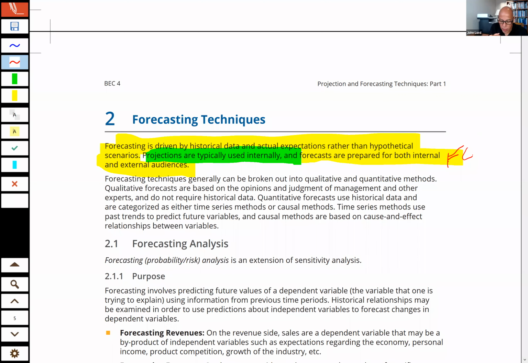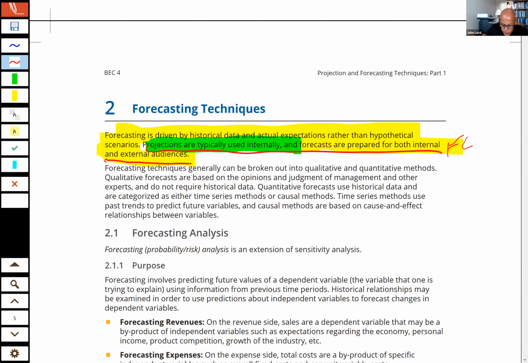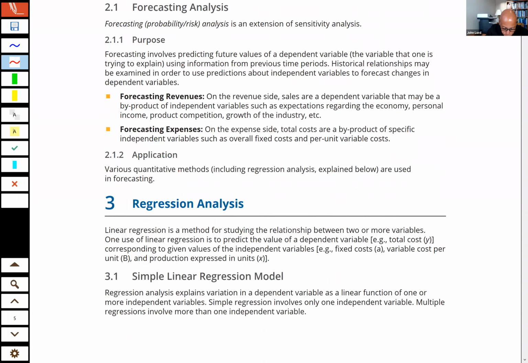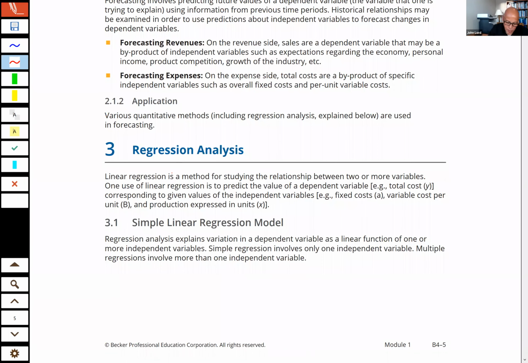Okay, so just go ahead and flashcard that projections are typically used internally. Forecasts are for internal and external audiences. You can just flashcard that. Okay, good. Now let's come down and look at something called regression analysis.